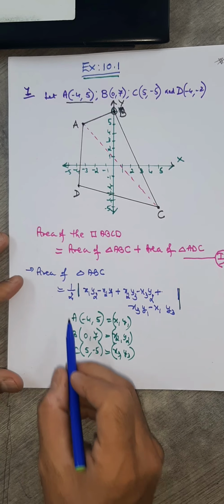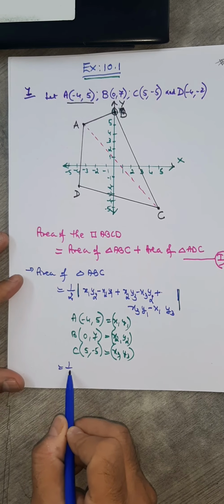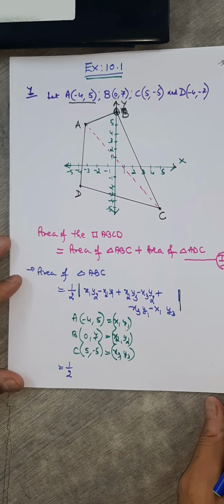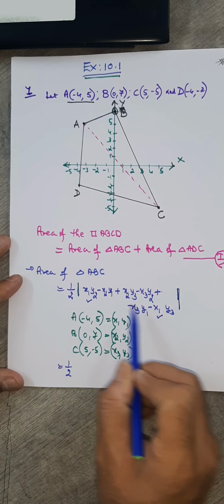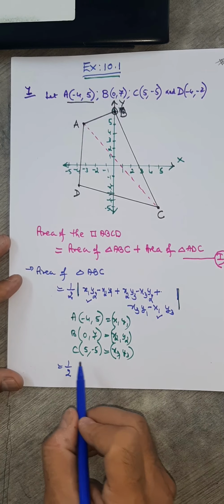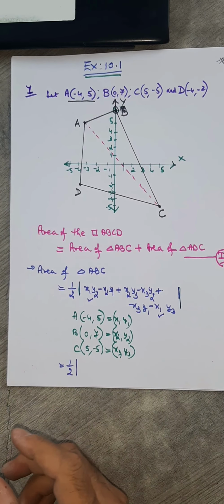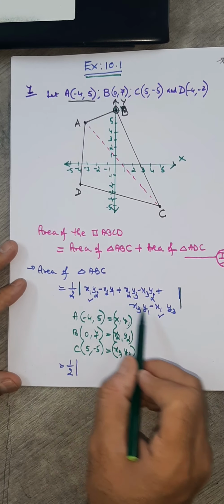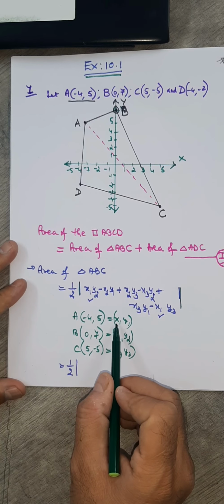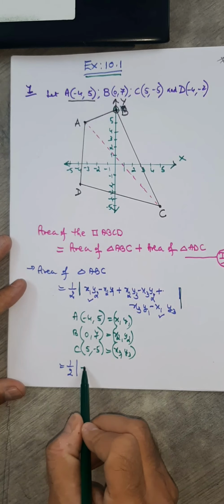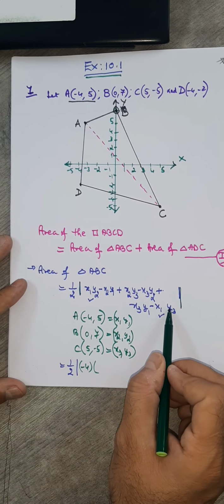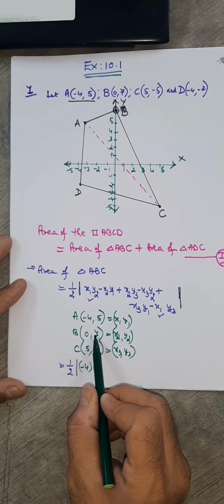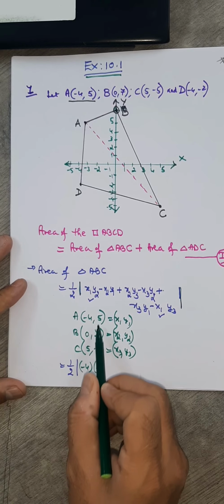Half is already there outside. You can just put the values. If you want, you can do like this. You can take x1 common from these 2 and you can write y2 minus y3 inside the bracket. That way also you can do. I'll do that way. x1, what is x1? x1, you know, it is minus 4. Minus 4 inside the bracket y2 minus y3. That is nothing but 7 plus 5.